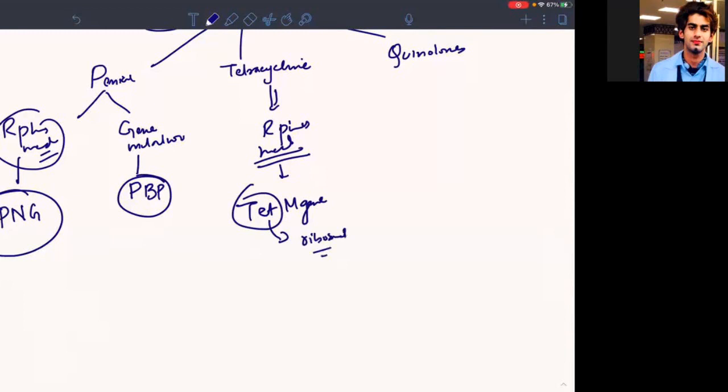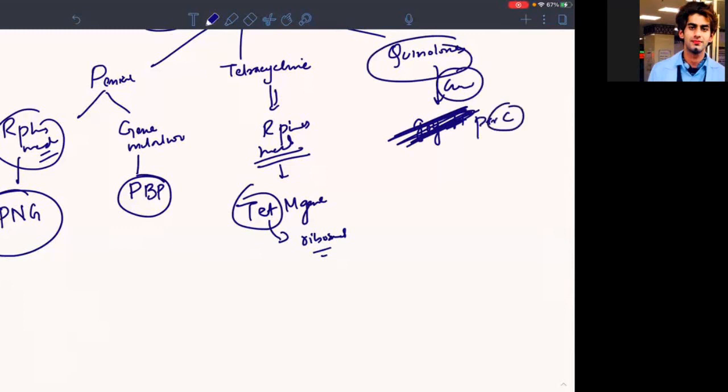Remember like this. Quinolone resistance is through GyrA. If you don't remember it, don't remember it. Just remember quinolone resistance is through gene mutation. You can remember the ParC gene like that. So these are the resistances we have to take care of.